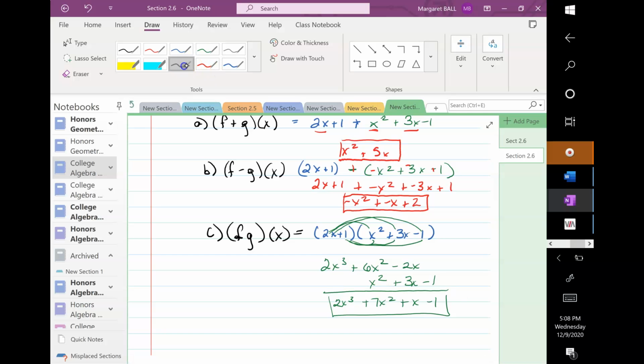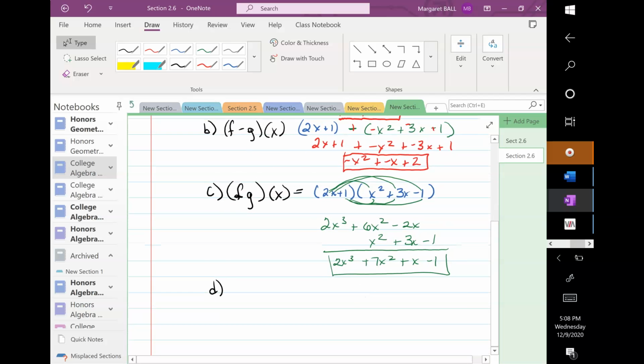Okay, now D. We've done addition, we've done subtraction, we've done multiplication, so guess what's next? And that is division. Now I'm going to divide in a very specific order because I want to be able to do something.